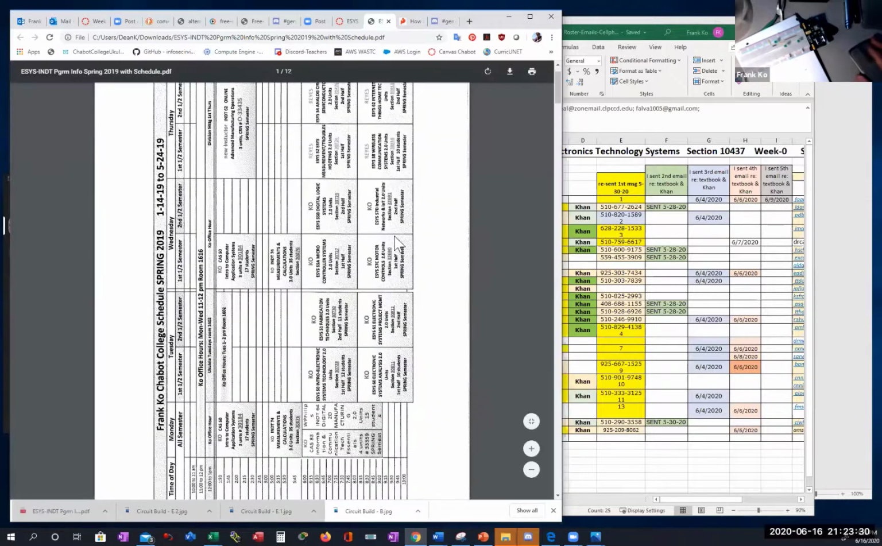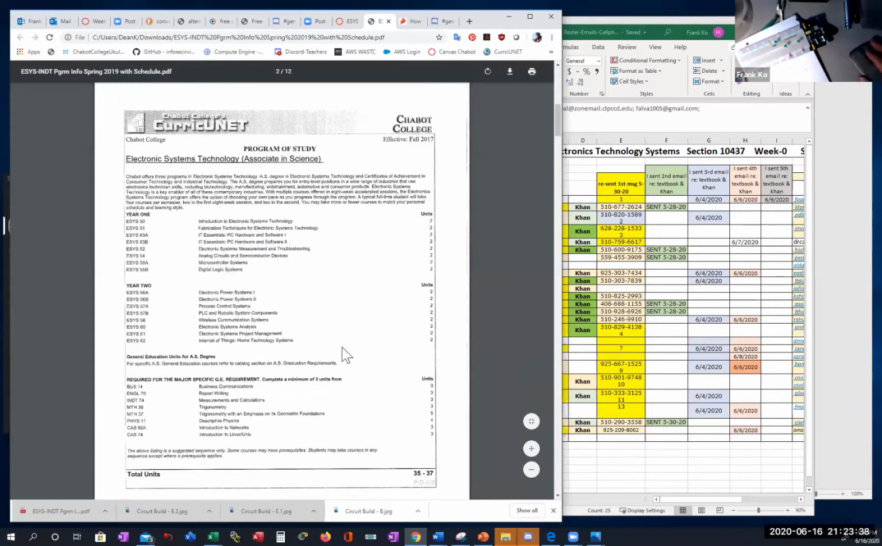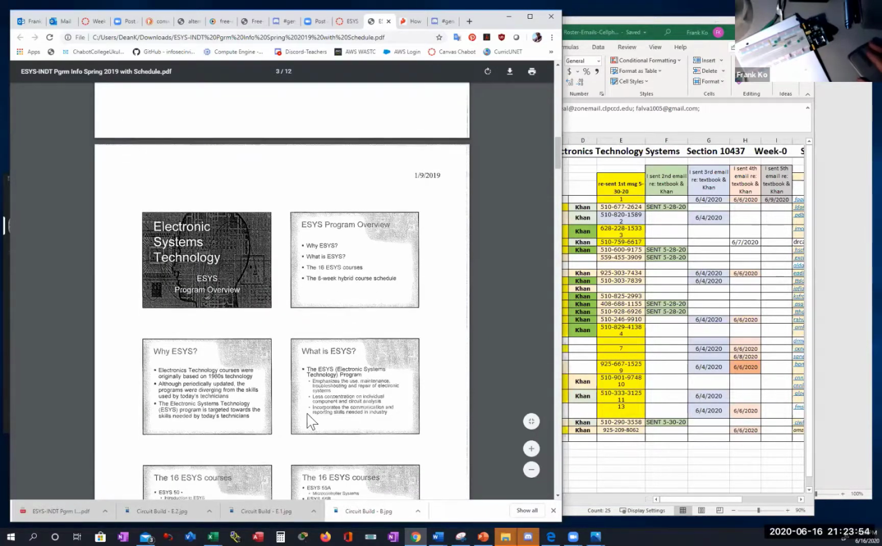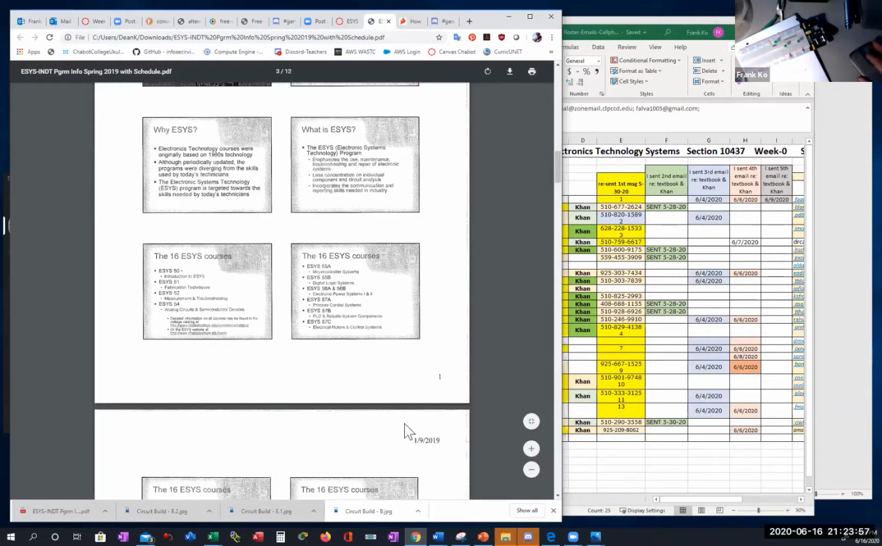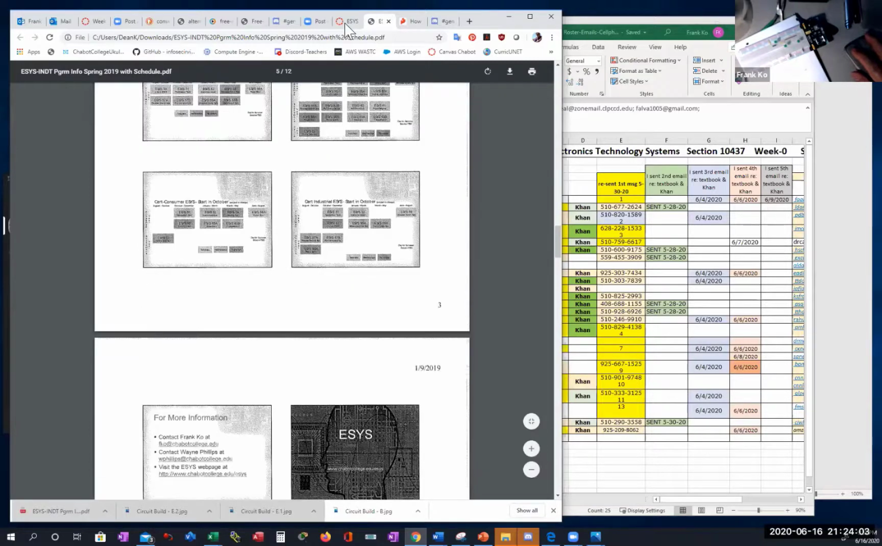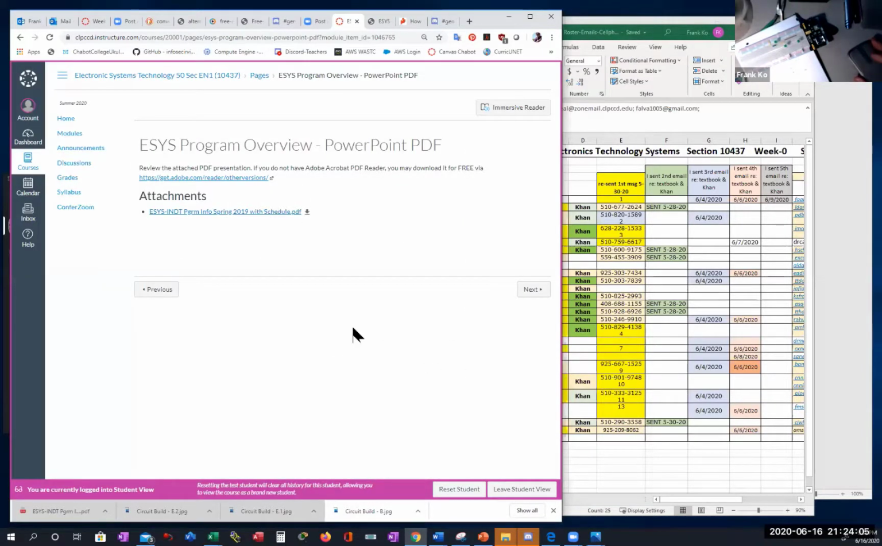This is an example of what a schedule could look like. And then if we go here, this is a detail of our associate's degree, the different courses that are recommended. They don't have to be taken in the sequence. This is just simply a suggestion. The general ed courses that are required, and then the PowerPoint here, what is ESYS? So some of the questions will come from here for your self-quiz. That would be one resource for you for the self-quiz. The other quiz question will come from your syllabus and other things.